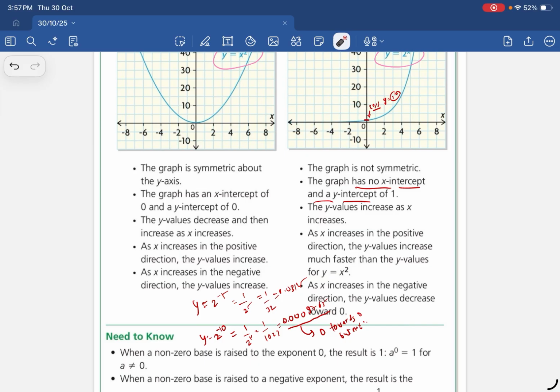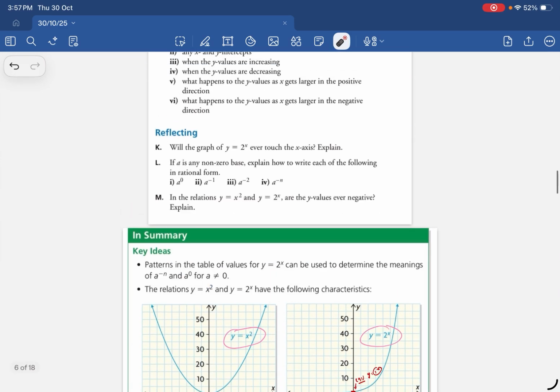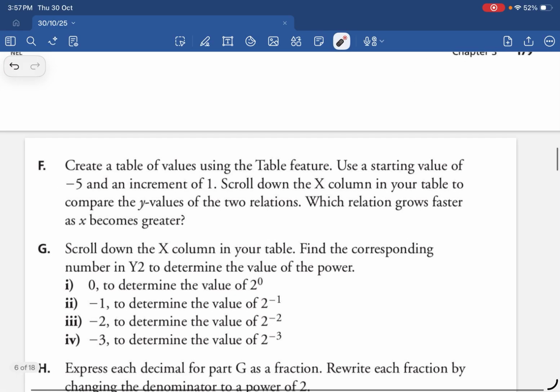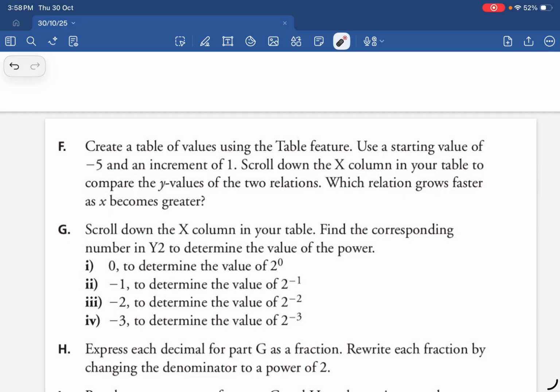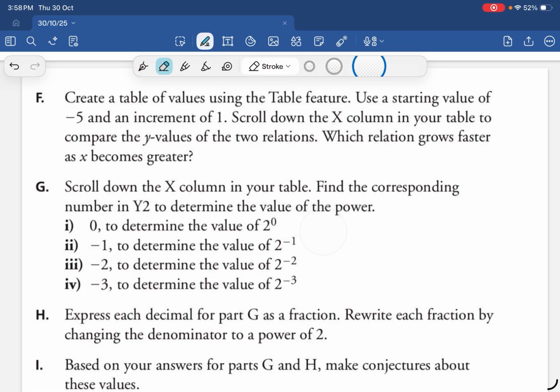Now these are the comparisons of a parabola and the y equals 2 to the power x graph. Okay, you can write it from here, and this comparison is available in your book also. And now we will move towards the g part, in which we find the values of these given values.